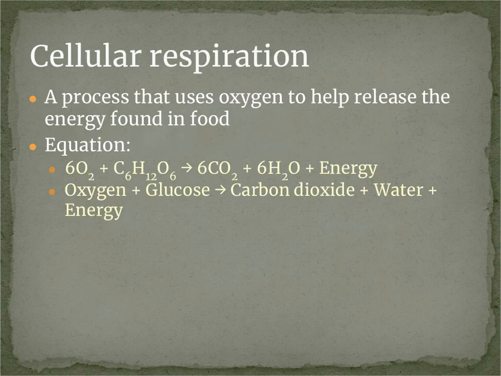Cellular respiration is the process that we use to extract energy from food. The equation for cellular respiration is 6 oxygen molecules, 1 glucose molecule, and that yields, that's what the arrow means, a waste product of 6 carbon dioxide molecules, but also yields 6 water molecules, and the thing we're going for, which is energy. You can also write that as words, right? Oxygen plus glucose yields carbon dioxide, water, and energy.